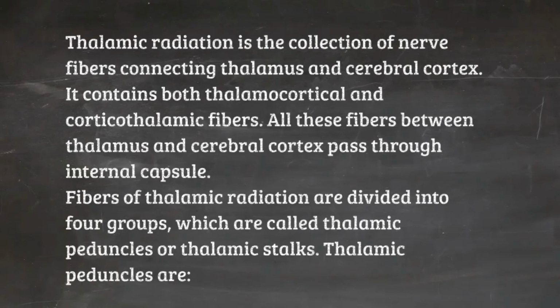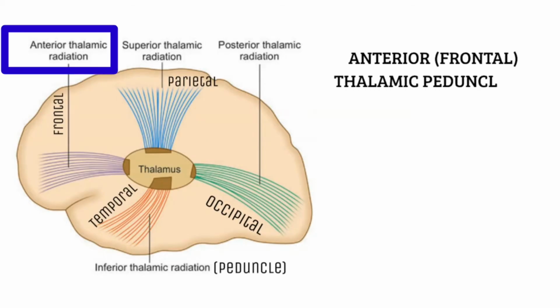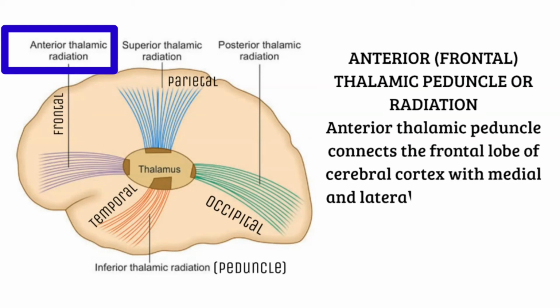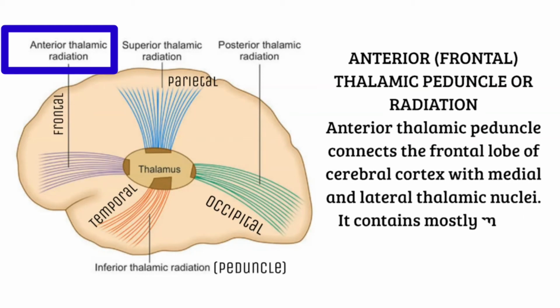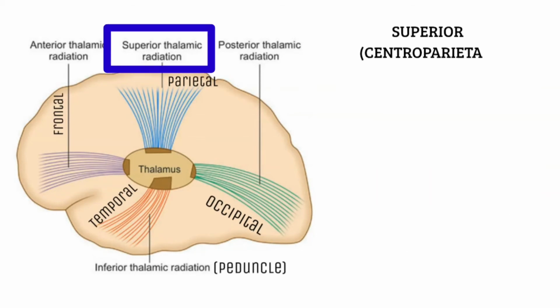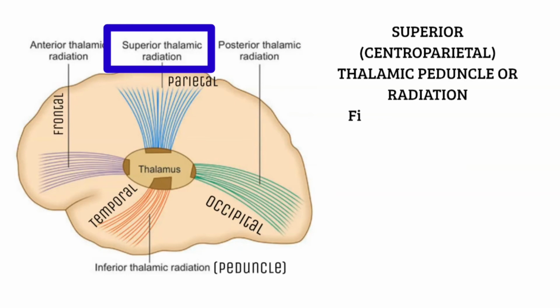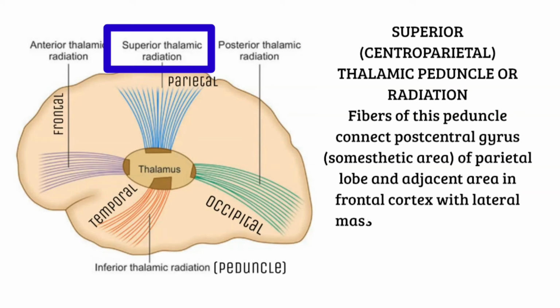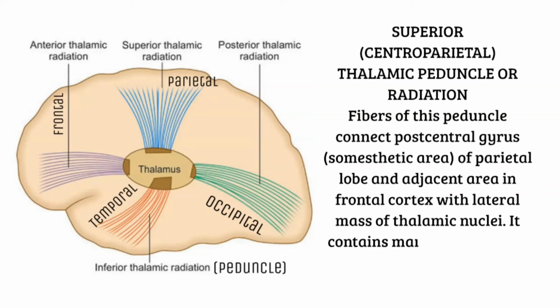They are like this: Number 1, anterior or frontal thalamic peduncle or radiation. Anterior thalamic peduncle connects the frontal lobe of cerebral cortex with medial and lateral thalamic nuclei. It contains mostly motor nerve fibers. Number 2, superior or centroparietal thalamic peduncle or radiation. Fibers of this peduncle connect postcentral gyrus, which is somesthetic area of parietal lobe, and adjacent area in frontal cortex with lateral mass of thalamic nuclei. It contains mainly the sensory fibers.